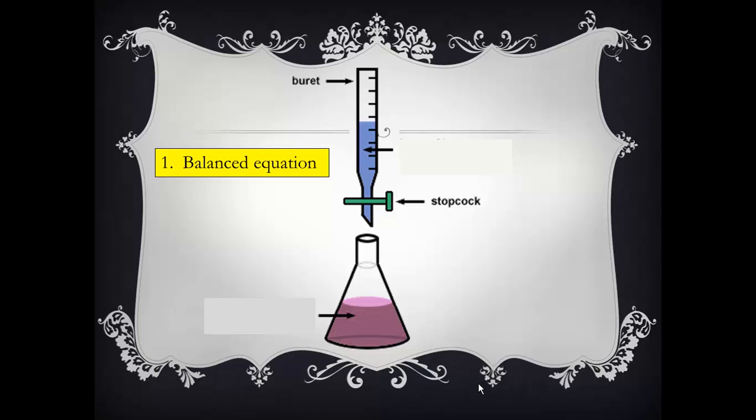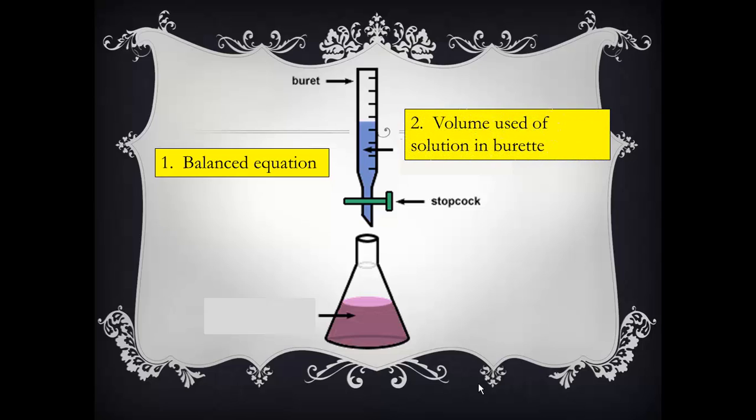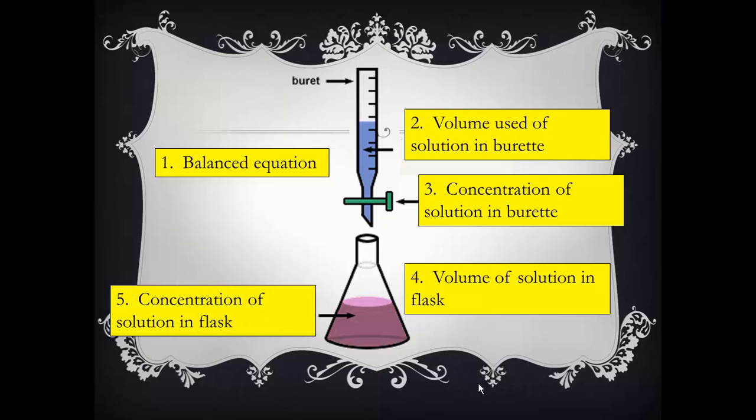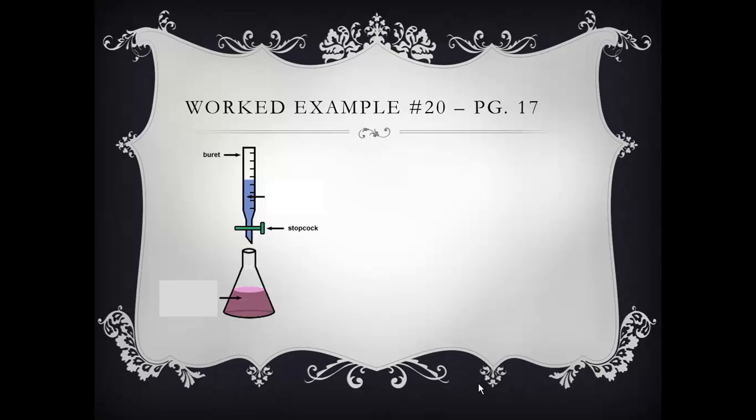So the steps for titration are just like any other reaction. You must balance the equation. You gotta find the volume used. You need the concentration of the solution in the burette, the volume of the solution in the flask if known, and if known, the concentration of the flask. So all of those can be used in titration, or can be asked to find a concentration in titrations.